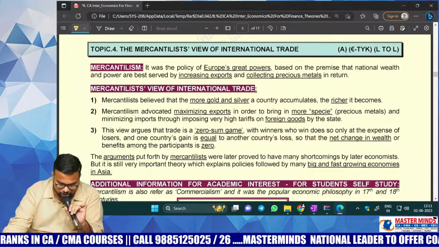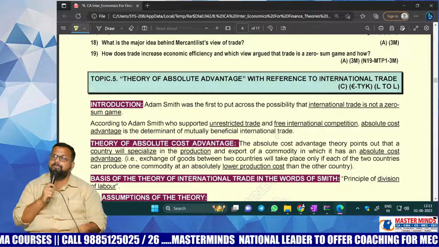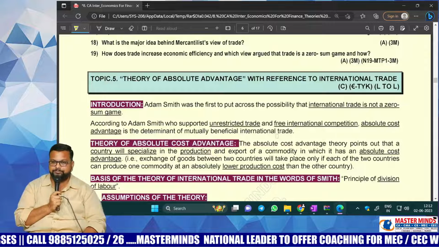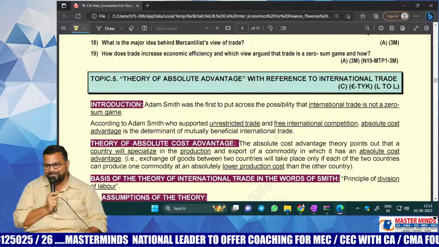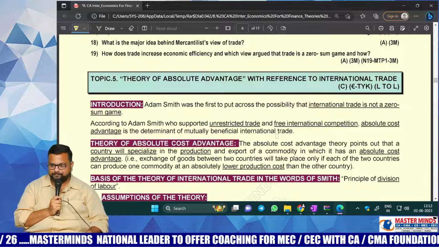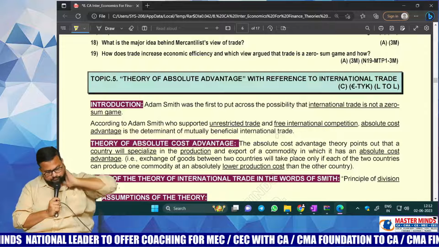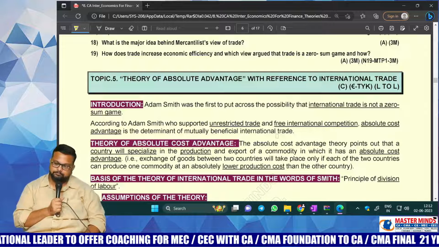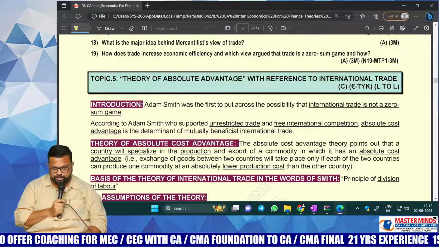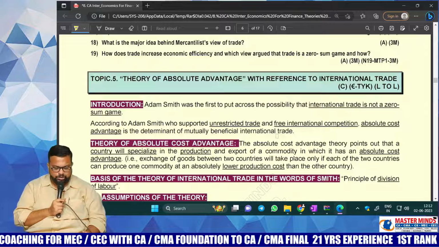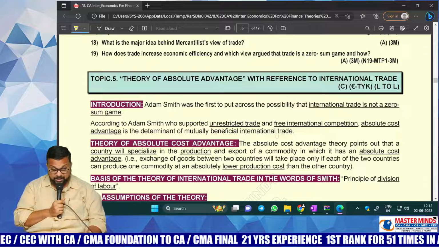Right, Nana. Next question. Question number 5. Read it. Theory of absolute advantage with reference to international trade. He is the first person who said that international trade is not a zero-sum game. He was the one who argued that both the parties should be benefited. Then only both the parties will be interested in participating in international trade.